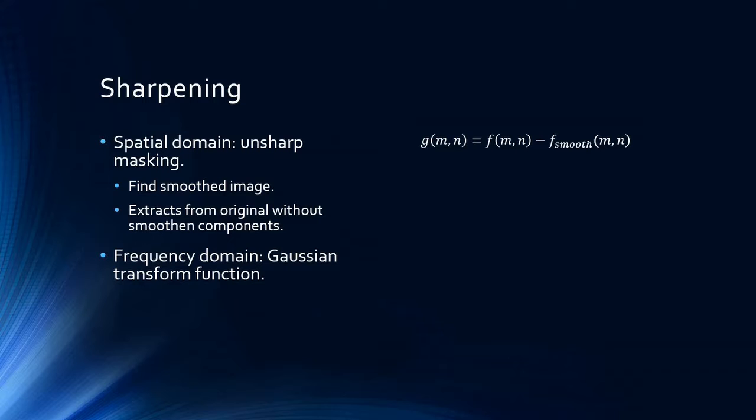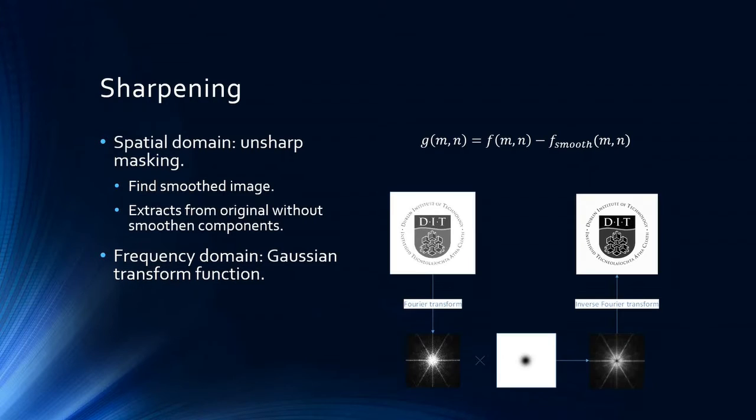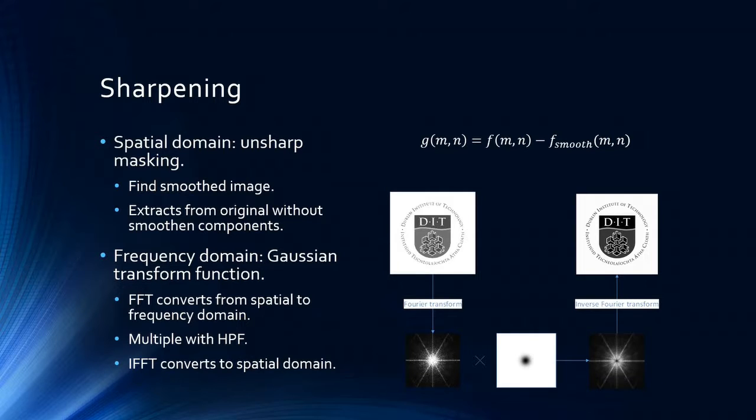In the frequency domain, I use a Gaussian transform function. The procedure looks like the procedure I use in the smoothing, but the difference here is the filter. As you can see, the filter here is a high-pass filter, it's not a low-pass filter. Therefore, I have a new image, a new output.